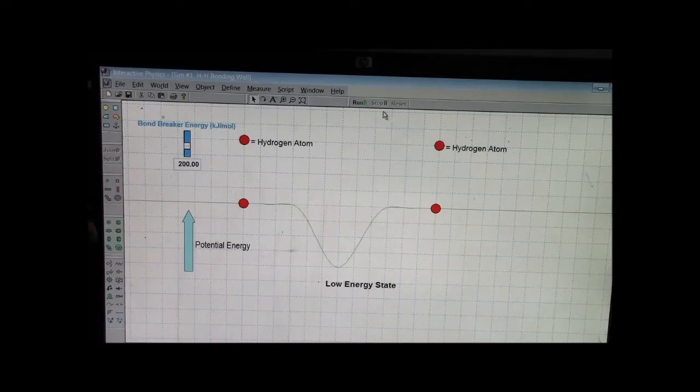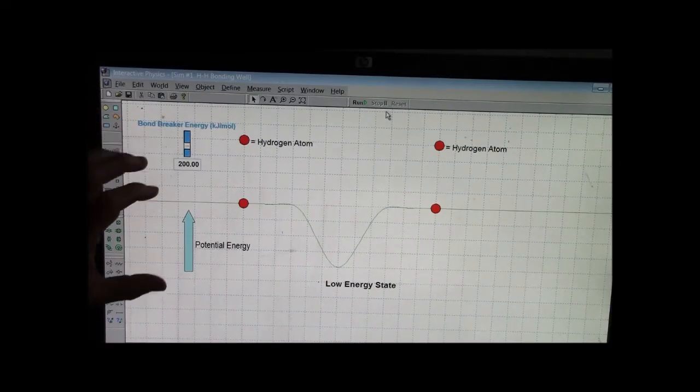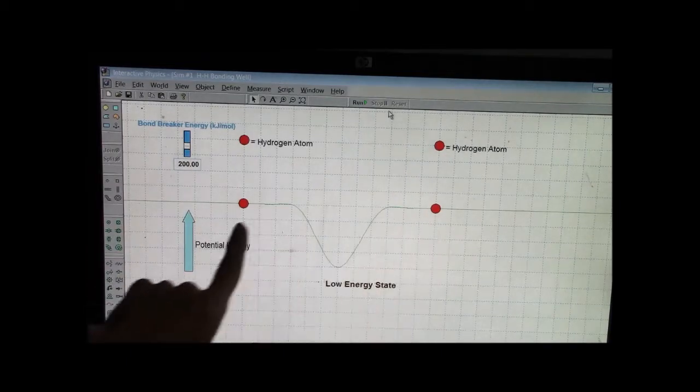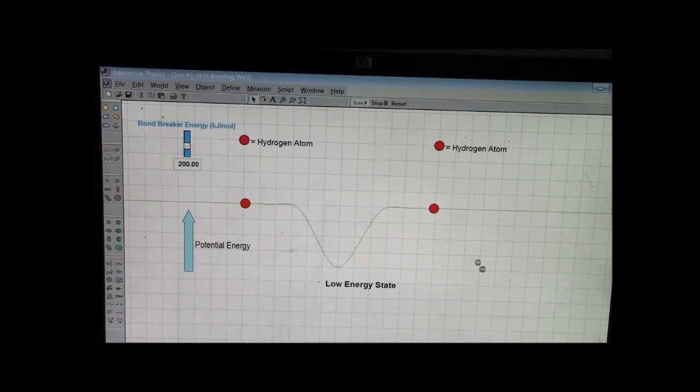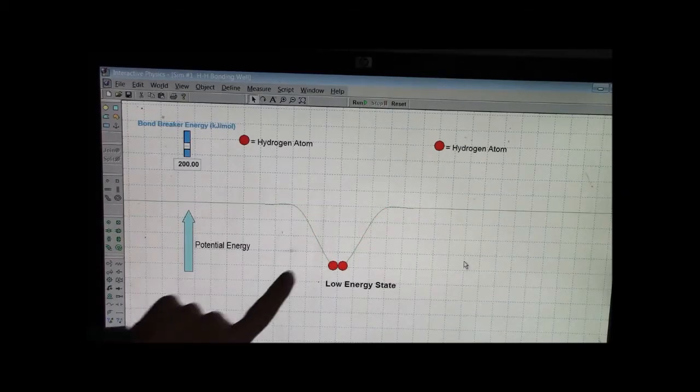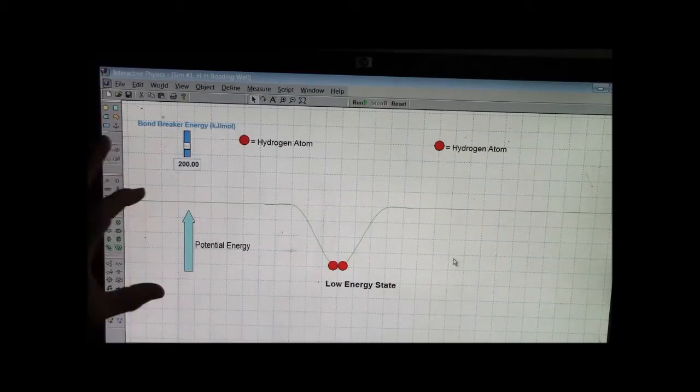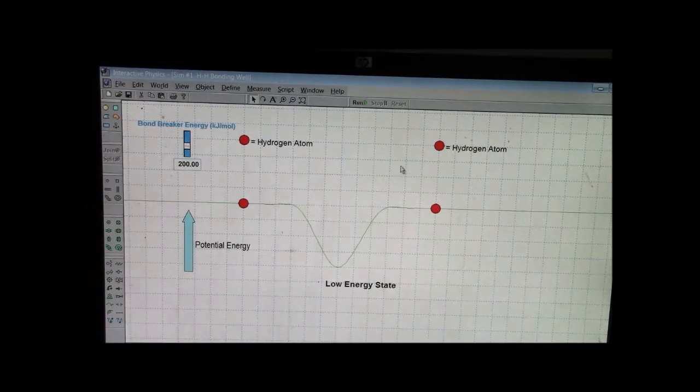This first simulation shows the potential energy difference between the unbonded state, shown here, and the bonded state, which is a naturally occurring process here. This is the bonded state, low in potential energy. The unbonded state is high in potential energy.